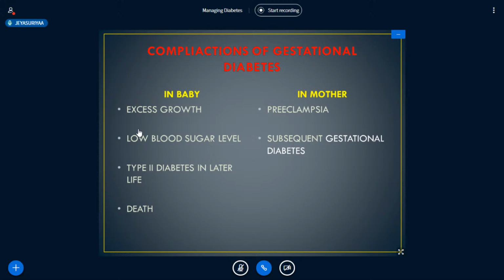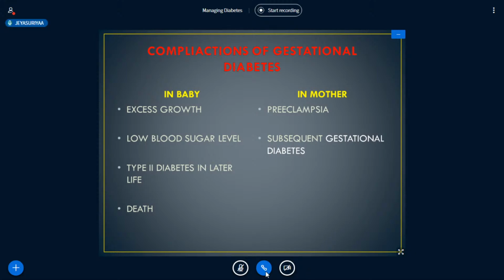Now, coming to type 2 diabetes in later life. Babies of mothers who have gestational diabetes have a higher risk of developing obesity and type 2 diabetes in later life. If untreated, gestational diabetes can result in the baby's death, either before or shortly after birth.